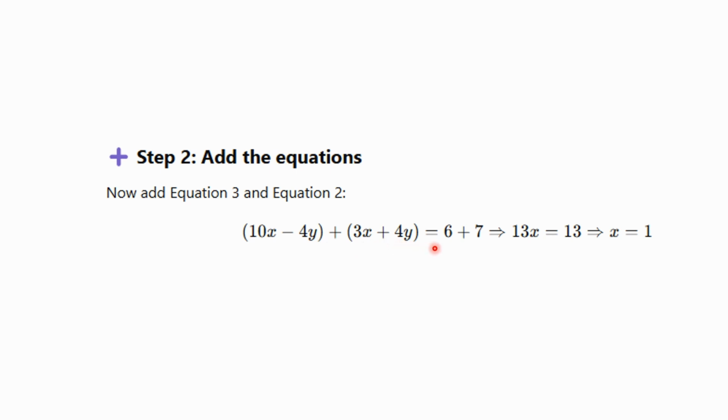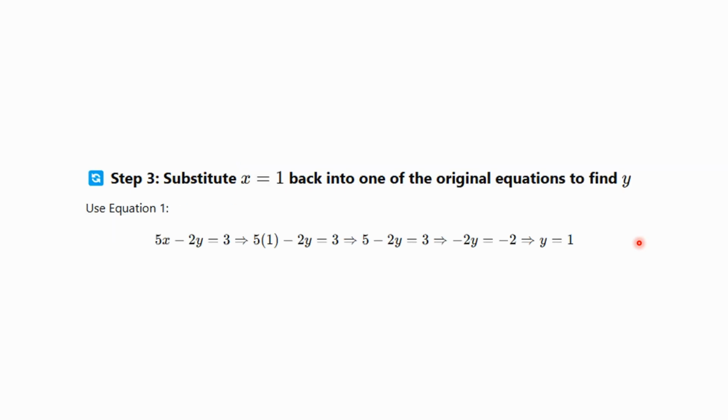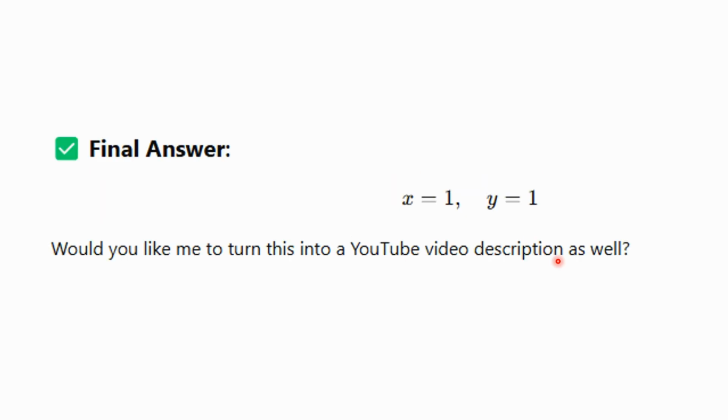What does that leave us with? It leaves us with 6 plus 7. So yeah, 13x equals 13, and x equals 1. The same thing that we got when we worked it out together. Then step 3, substitute x equals 1 back into one of the original equations to find y. So they're using equation 1, which is the exact same thing that we did. When you work through it, you get y equals 1. Well, what do you know? The final answer from ChatGPT is x equals 1, y equals 1.